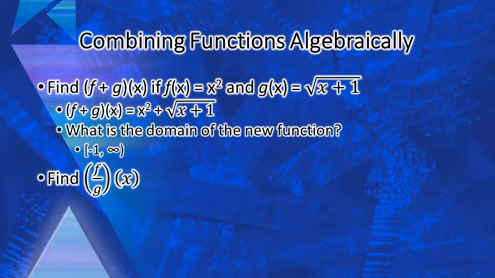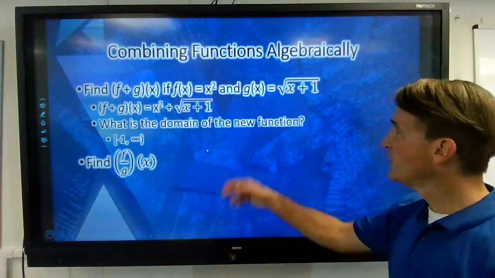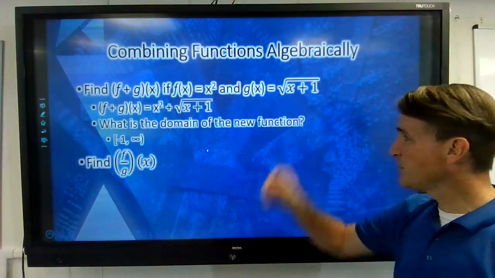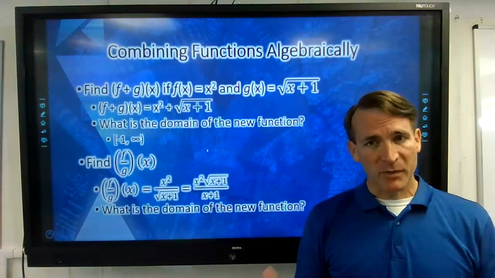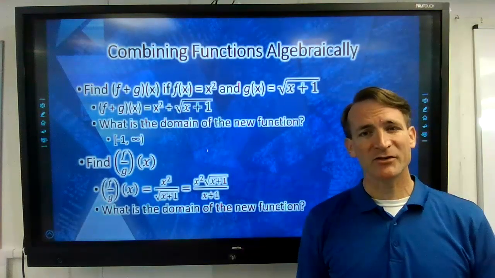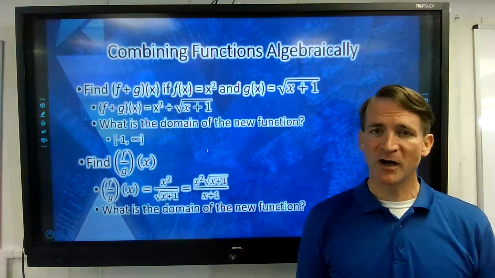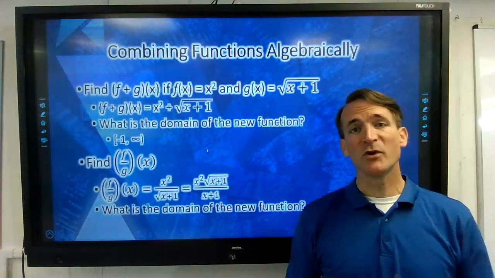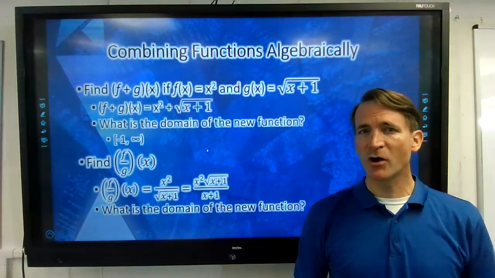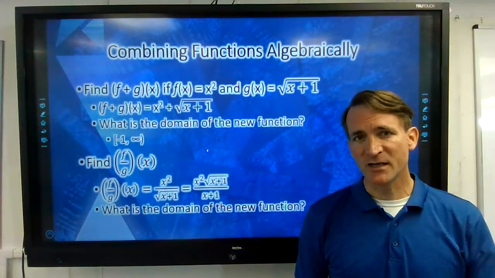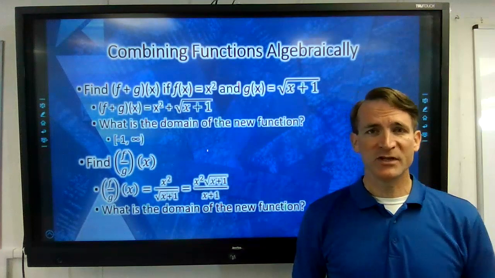Let's take f and divide by my function of g. When I do that, I'm going to have x squared divided by the square root of x plus 1. So what is my domain here? Well, my domain would, based on my original functions, have to start at -1 and go all the way to positive infinity. However, since we are dividing by one of my functions, I do want to take a little bit of extra caution and make sure that that denominator is not equal to 0.